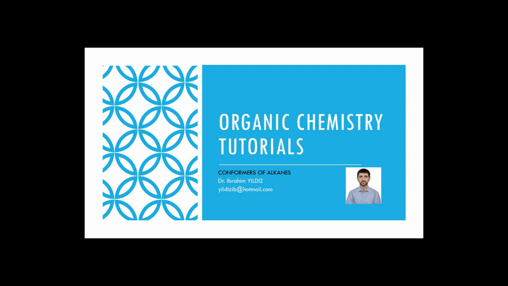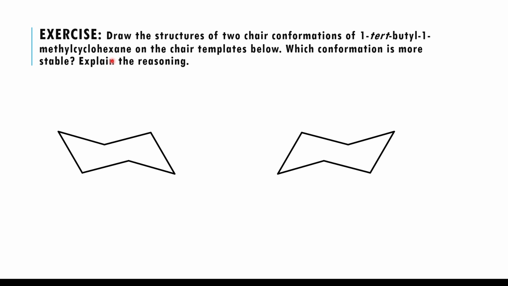Hi, in this tutorial we have an exercise related to conformations of cyclohexane. The question in the exercise asks us, draw the structures of two chair conformations of 1-tert-butyl-1-methylcyclohexane on their chair templates below. Which conformation is more stable? Explain the reasoning. Let's start drawing the molecule, then let's explain which one is more stable and which one is less stable.